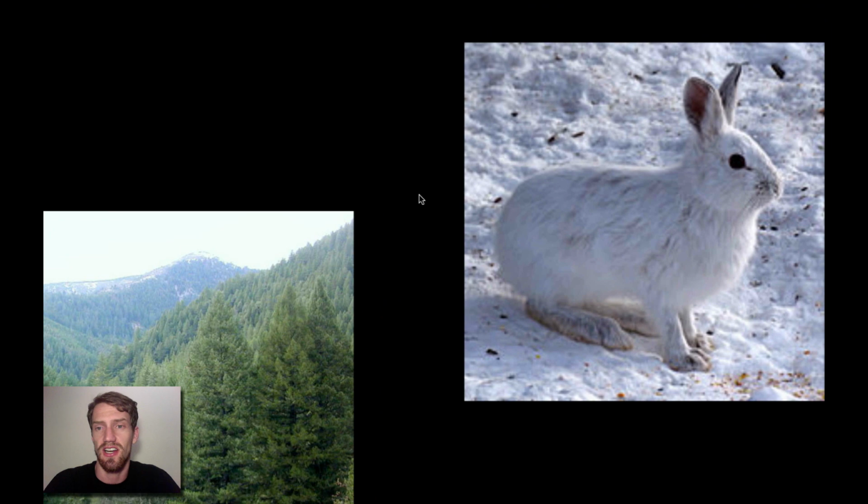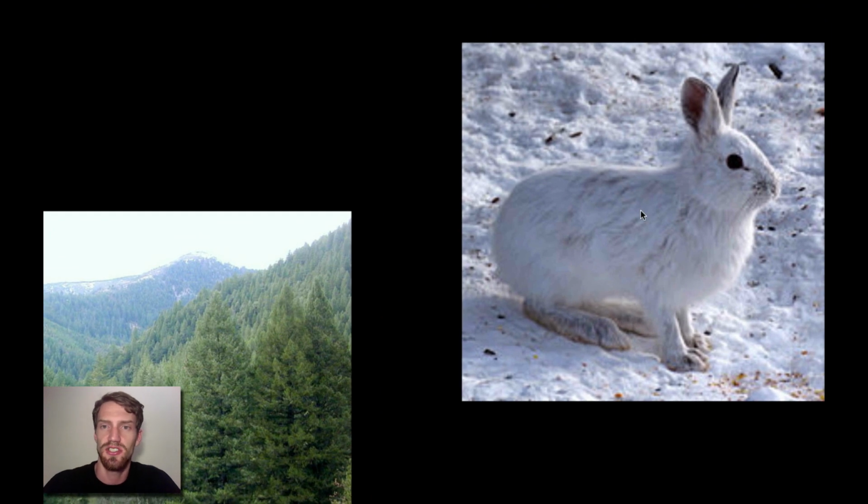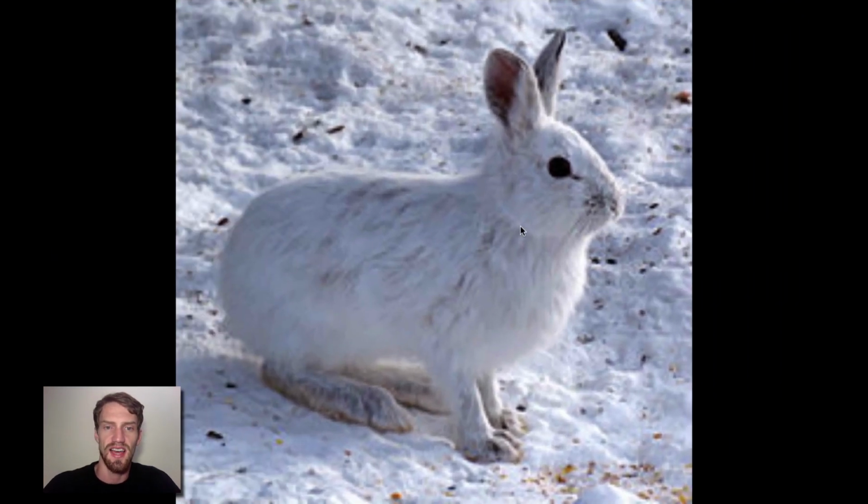The next creature I want to talk about is this guy. It's the snowshoe hare. And as you look at it, I want you to notice two things. First of all, its fur here is white, and that blends in with the snowy background. It actually molts in the spring and turns brown, which allows it to blend in with its background again.